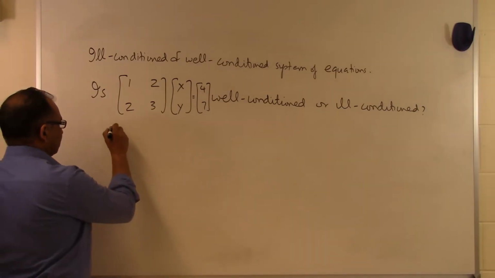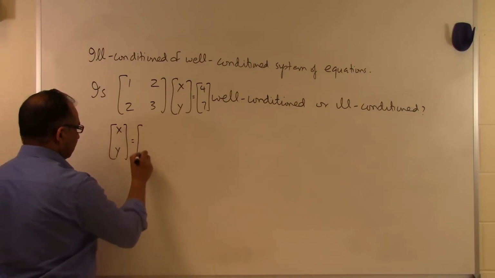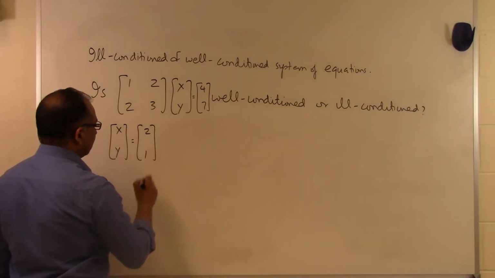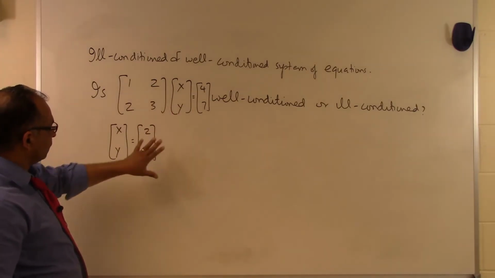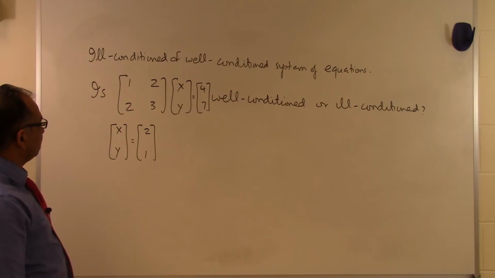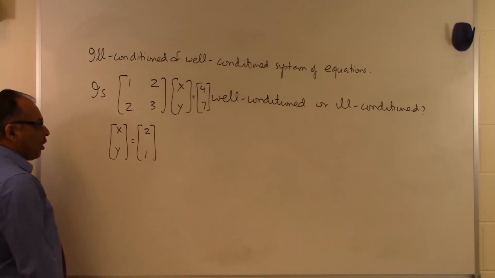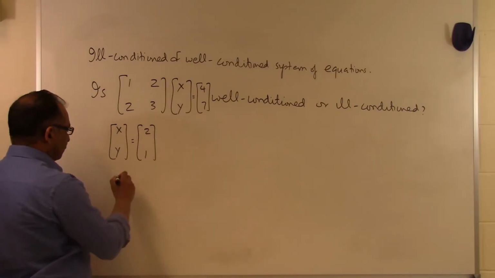The solution to this set of equations, if you would either solve it or plug in these values of x equal to 2 and y equal to 1, you are going to get 4 and 7. Or if you solve these two equations in two unknowns, you're going to get x, y equal to 2 and 1. In order to find out whether this particular system of equations is well-conditioned or ill-conditioned, I'm going to conduct two experiments. I'm going to make a small change in my coefficient matrix.